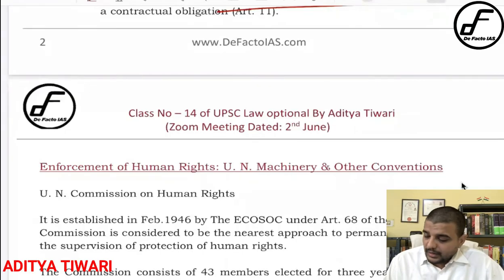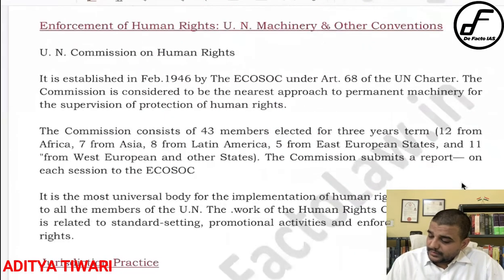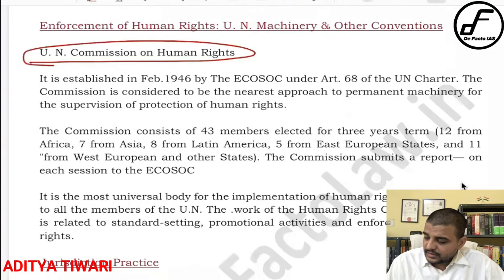Now the most important is basically the UN Commission, right? It is also called under the ECOSOC, the Economic and Social Council, right, under Article 68.